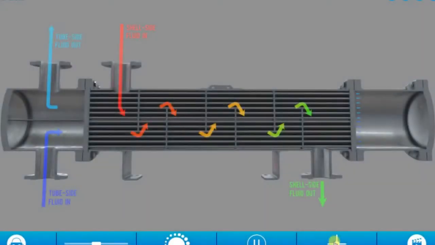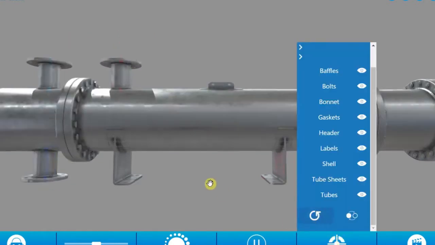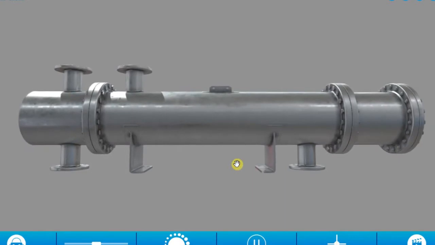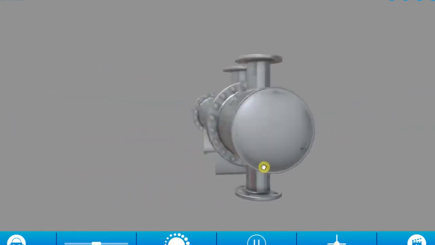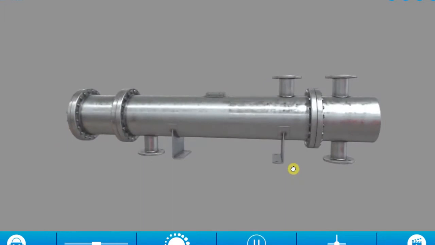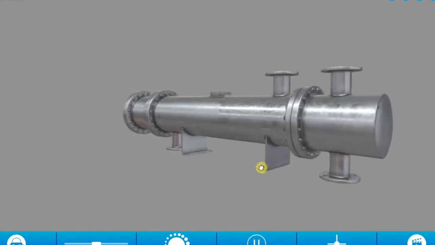Now this is not how a shell and tube heat exchanger normally looks in the workplace. If it was, it would be a lot easier to understand how it works. So let's reset the configurator tool for a moment, and now you can see the shell and tube heat exchanger as it would normally be in the workplace. There are different designs and variations, but this one here is quite standard.